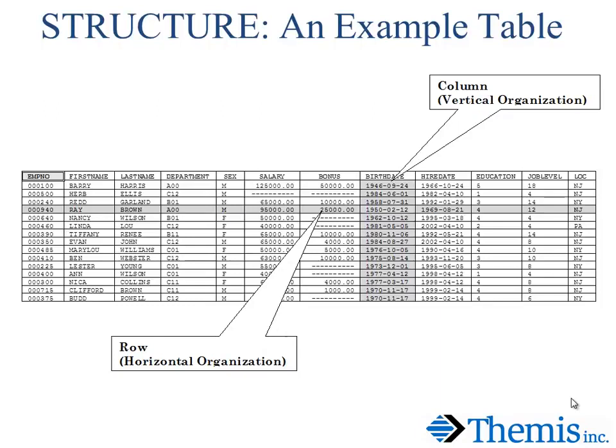A column is an attribute or a thing we're keeping track of. And when we're modeling data, we generally start by identifying business objects, things I need to keep track of, and then what are the attributes of those things.